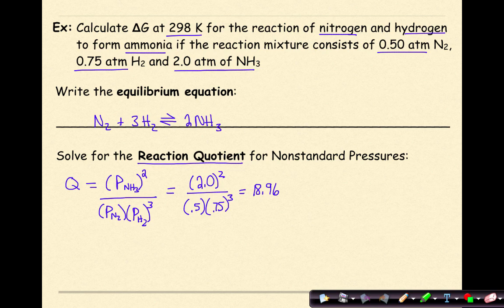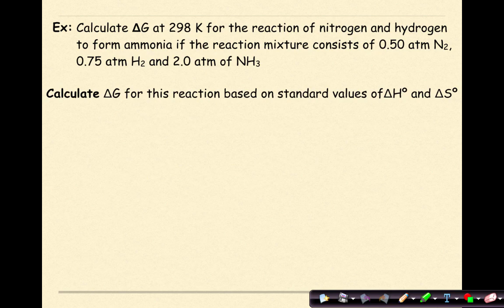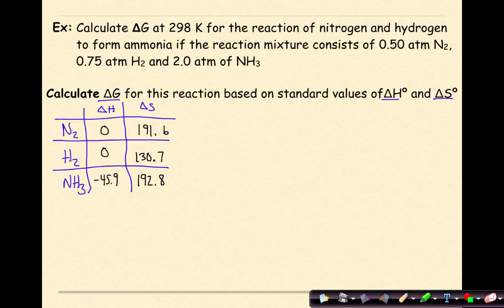We're going to use that ultimately later on in our equation, so we're going to just put that aside for right now. Now we're going to calculate delta G for this reaction based on standard values of delta H at standard state and delta S at standard state. All of a sudden, we get delta H values at standard state for nitrogen, hydrogen, and ammonia, and also delta S values. Isn't that amazing? I'm shocked. Look, there they are for us to use.